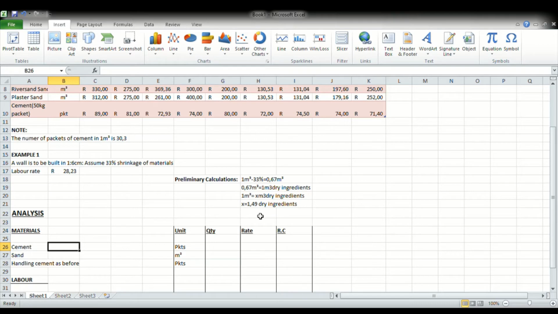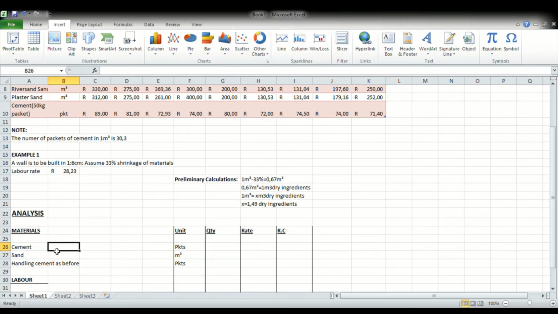We have determined 1.49. We are going to use that to determine the number of packets of cement that are required, and the volume of sand that is required. All right, now back to the proportions. We have 1:6 cement mortar. So we would say 1 plus 6, which gives us 7.